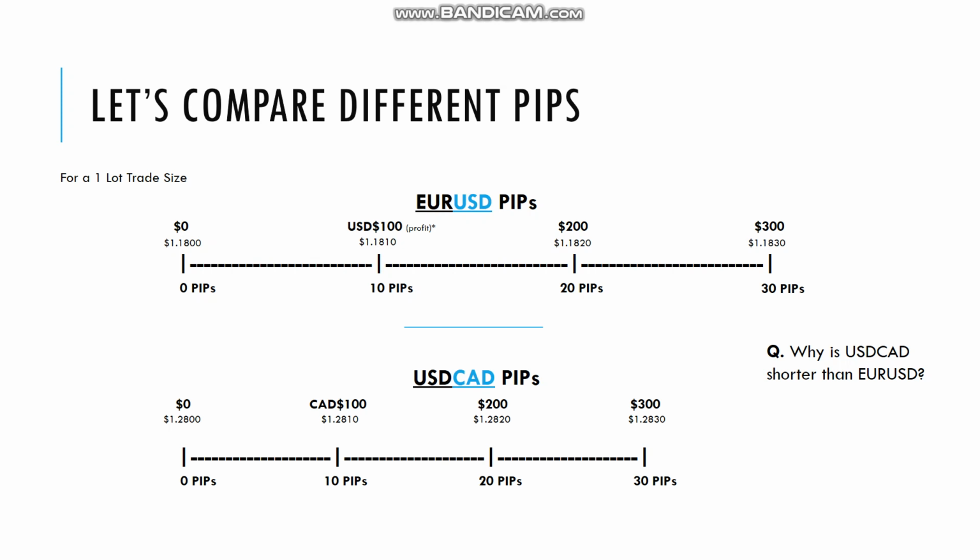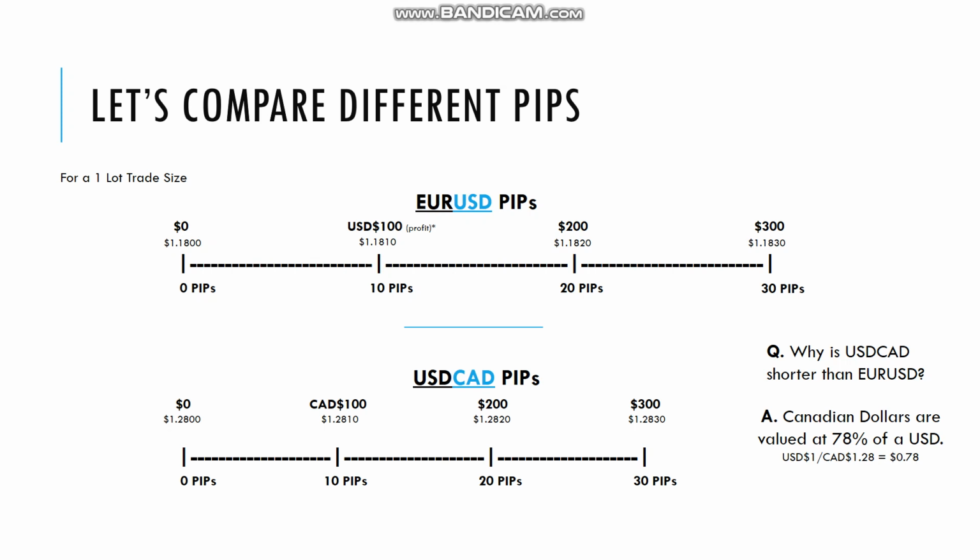From a quick glance, you might be asking, why is the dollar CAD line shorter than the euro dollar line? Both are 30 pips long. The answer lies with the exchange rate. The Canadian dollars are valued at 78% of a US dollar, which is the same as saying that 1 US dollar is equal to 1.28 Canadian dollars. To properly compare both pip values, we scaled both line graphs accordingly.